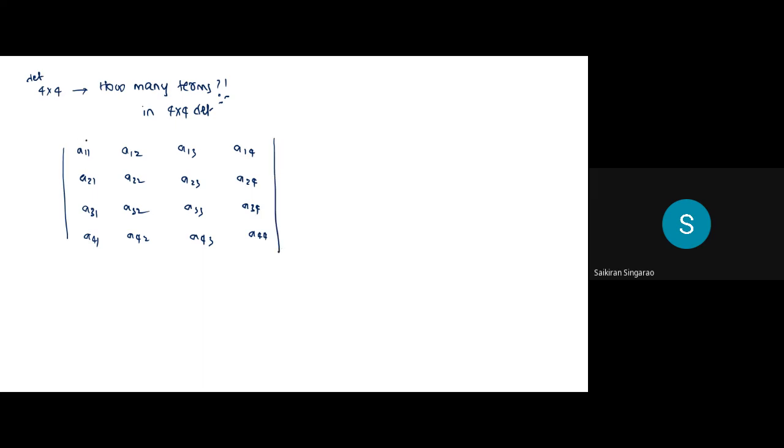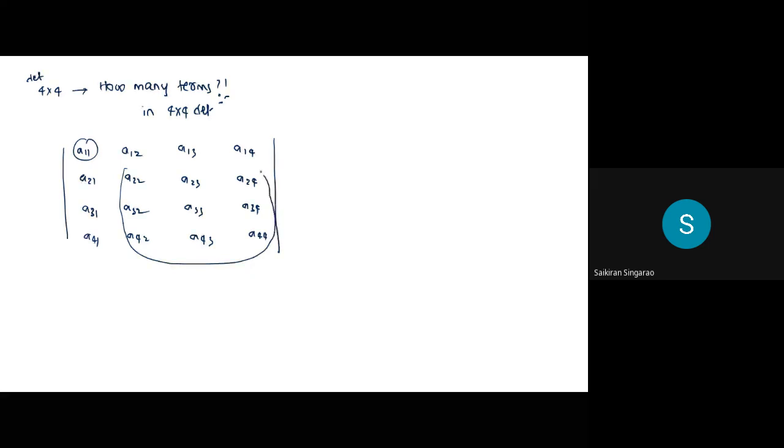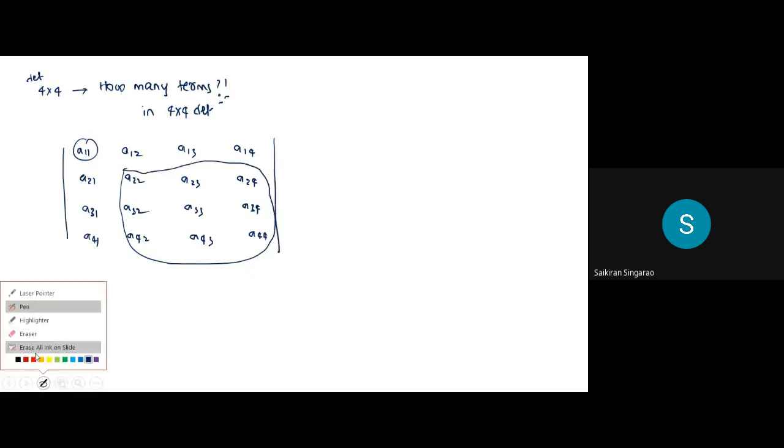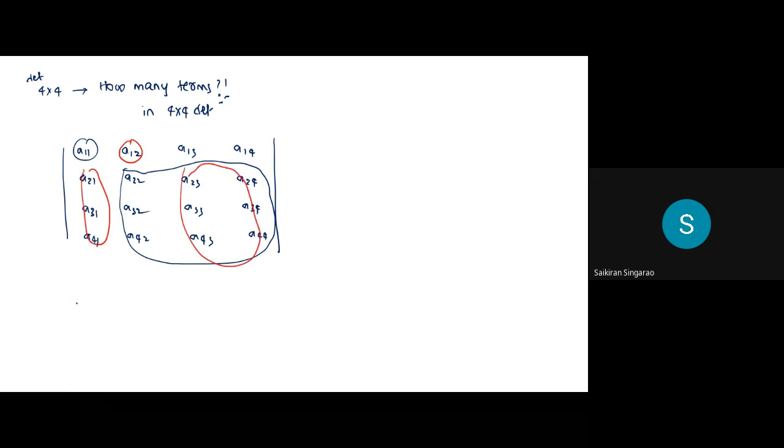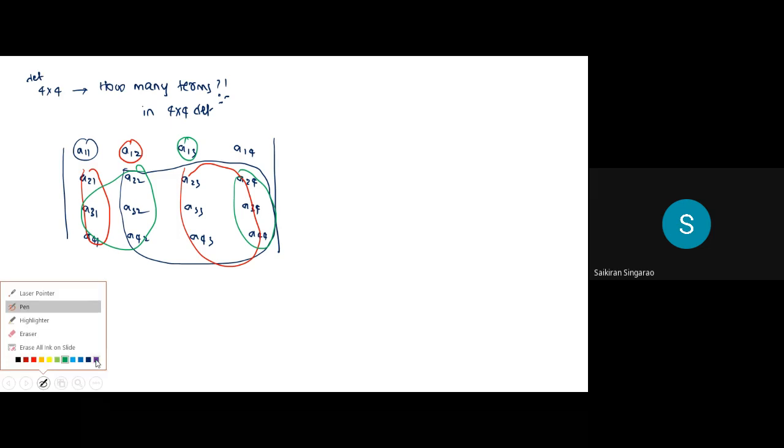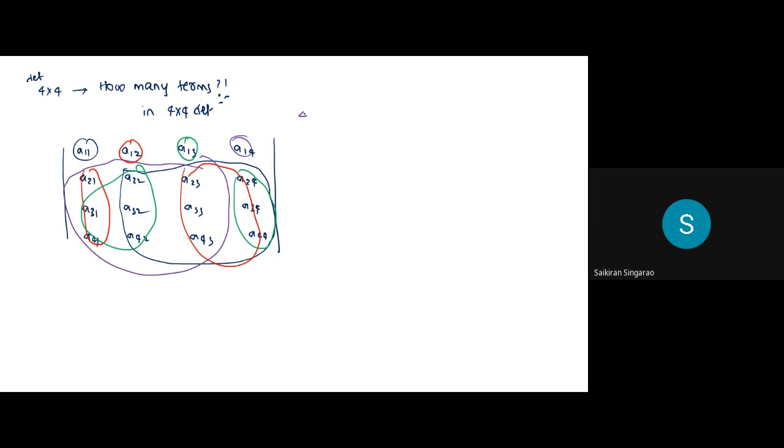So this term into this determinant, this term into this determinant, this term into this determinant, and this term into this determinant. So 4 3 cross 3 determinants, correct? Did you understand this? In a 4 cross 4 determinant, you will have to solve 4 3 cross 3 determinants.